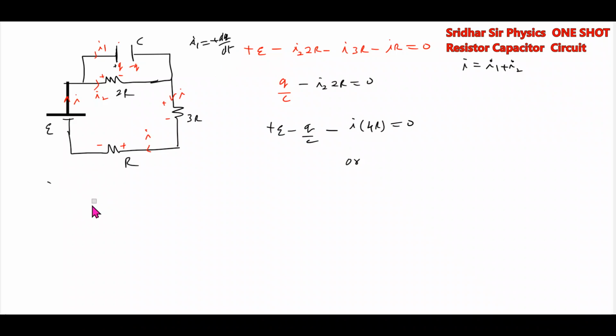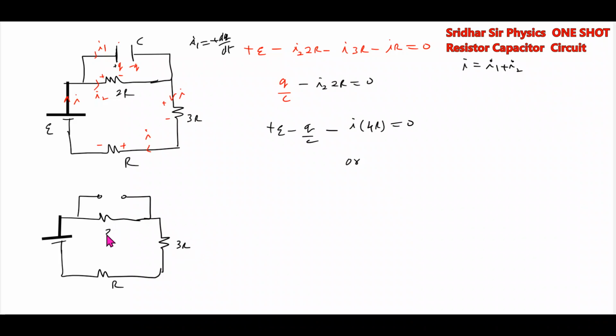Another method: at steady state, the capacitor will be open circuit. We'll calculate the drop here. A constant current I will flow. What is I equal to? E by 6R. Then what is the drop? VAB is equal to I into 2R.